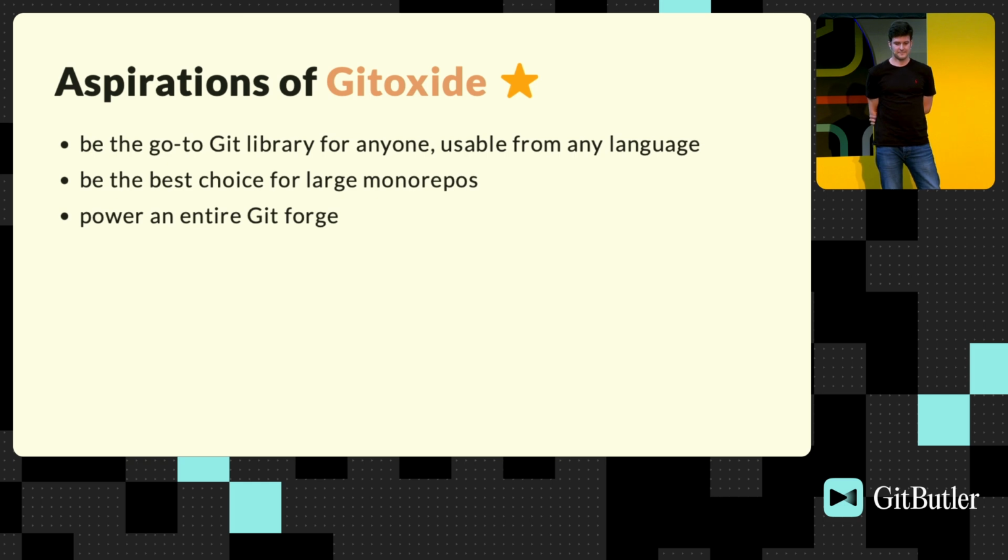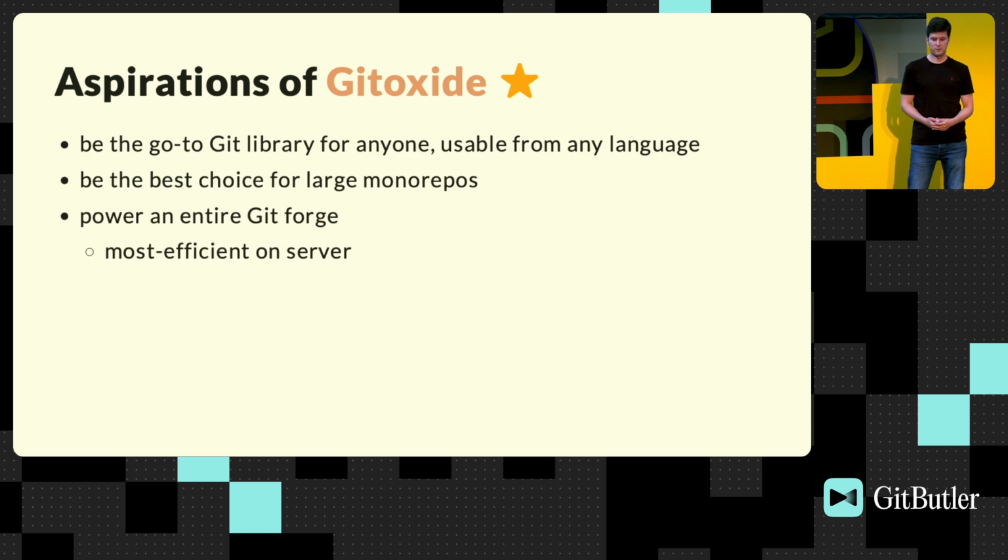And, well, why not power an entire Git forge? Why not be on the server and be faster there as well? Because as I maybe said a few times before, let's say it again, Rust is really a key enabler not only for Gitoxide, but also for writing highly efficient multi-threaded code.